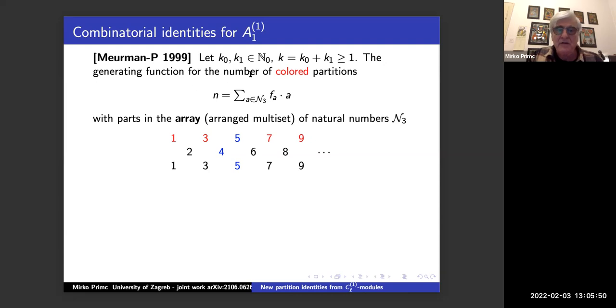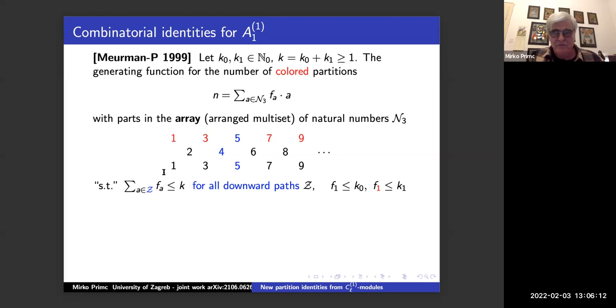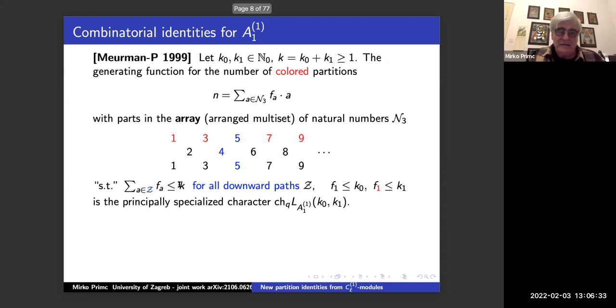So now our theorem states that, having two non-negative integers k_0 and k_1, the sum k being positive, then the generating function for the number of colored partitions of n with parts in this array, such that they satisfy the difference condition, so for any downward path the sum of frequencies should be less or equal to k, and that satisfy the initial conditions, here it means that the frequency of black 1 is less or equal to k_0, and the frequency of red 1 is less or equal to k_1, is the principally specialized character of the standard module for the affine Lie algebra of type A_1^(1).